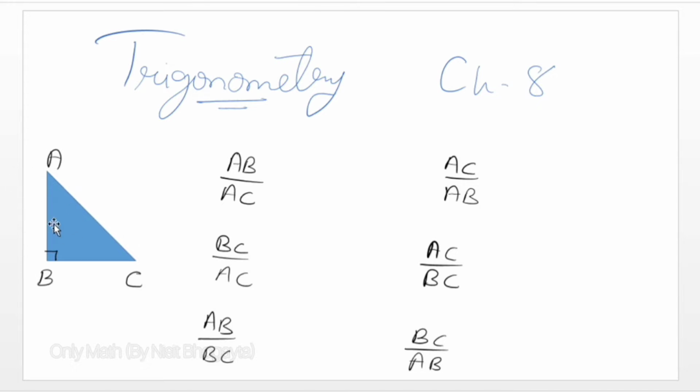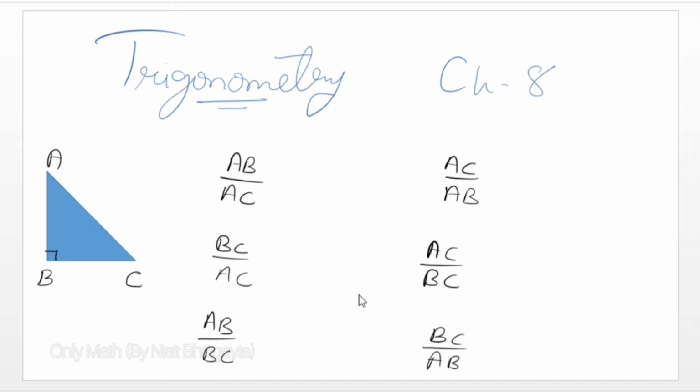The right angle triangle ABC is there, and what are the various combinations if you want to take ratios of two sides? So it can be AB over AC. You can flip them and it becomes AC over AB. Again, you have BC over AC, and you can flip them and get AC over BC. We have AB over BC, and we can flip them and we get BC over AB. So these six combinations are nothing but all six trigonometric ratios.